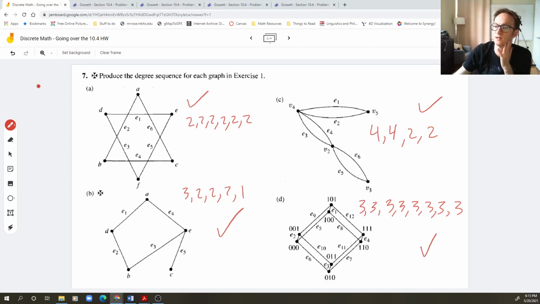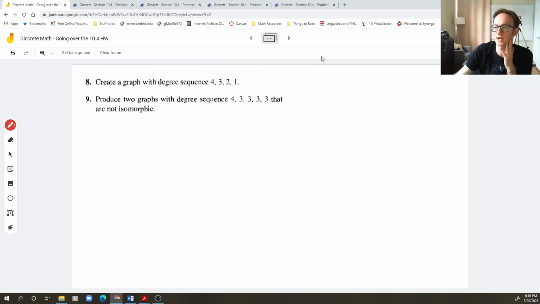All right, done. Moving right through this thing, I'm gonna go downstairs and do some childcare. Create a graph with degree sequence 4, 3, 2, 1. Well, sounds pretty hard.